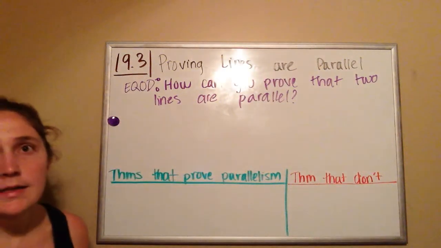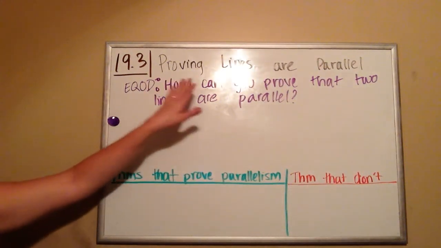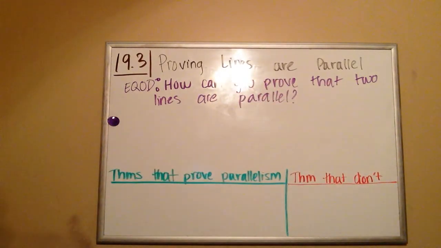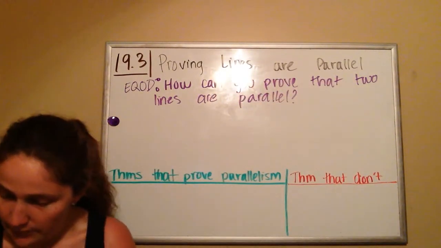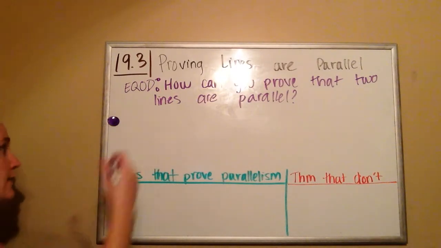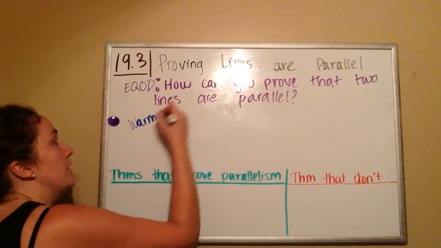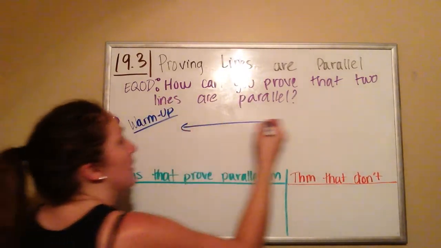Alright, so 19.3, it's a little bit hard to see, but proving lines are parallel. So the essential question just says, how can you prove that two lines are parallel? So there's a little warm-up exercise that we're going to do. We're going to look at something that we looked at in the last lesson.